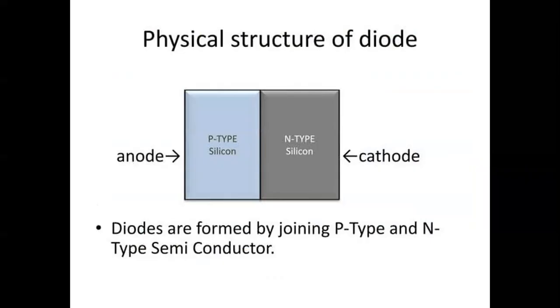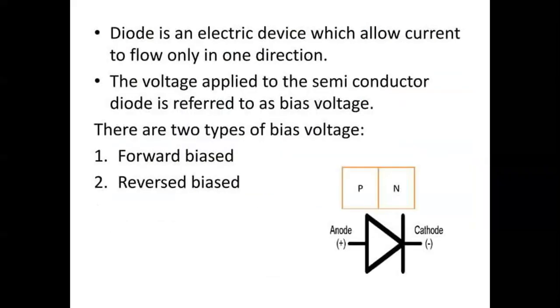This is the physical structure of the diode. One p-type region and one n-type region are joined together. That is called a diode. It has two terminals: one terminal is an anode and the other is a cathode. P-type is majority holes, n-type is majority electrons. Diodes are formed by joining p-type and n-type semiconductor. A diode is an electrical device which allows current to flow in only one direction.